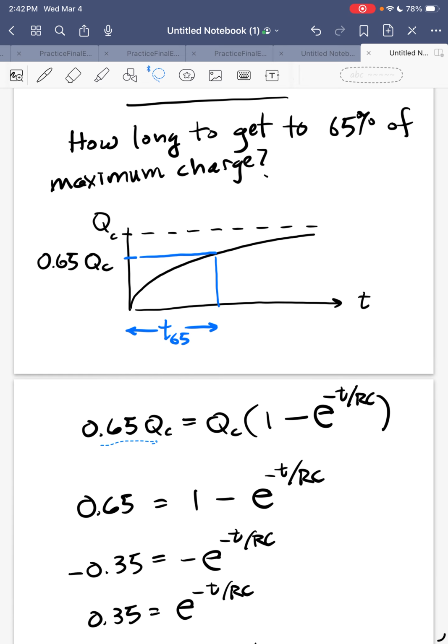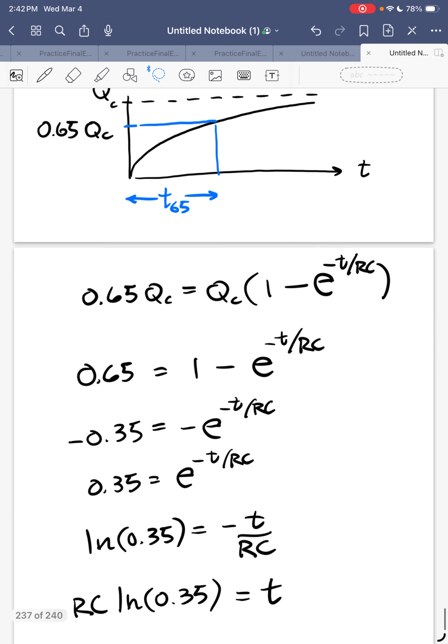We say this 65% of the charge is going to be the criterion at which we stop, okay? So we want that to be the charge on it. This is the total maximum charge that it could have. And then this is the function that basically gently goes upward like that. That's given by this. Okay, we set up this equation. We see that this QC cancels with this QC. So I have 0.65 equals 1 minus e to the minus t over RC.